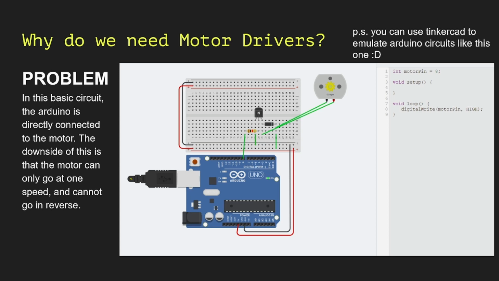So why would we actually need motor drivers? Can't regular motors do all of that itself? Let's look at this circuit. Problem. In this basic circuit, Arduino is connected properly. But the issue with this is that the motor can only go at one speed, which is high, and cannot go in reverse. So how do we make it do the opposite? How do we make it go in the opposite direction, for example?